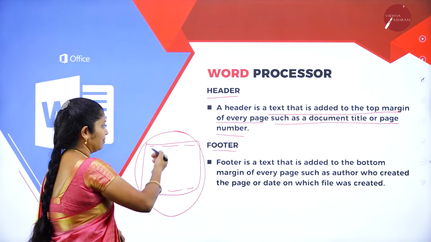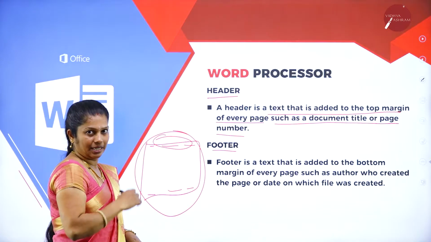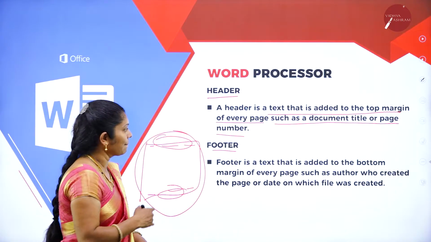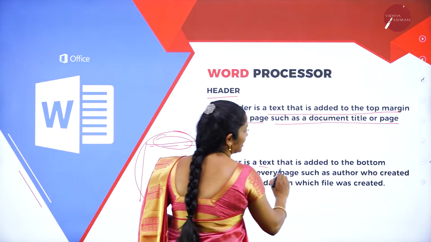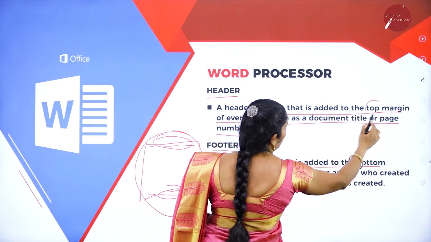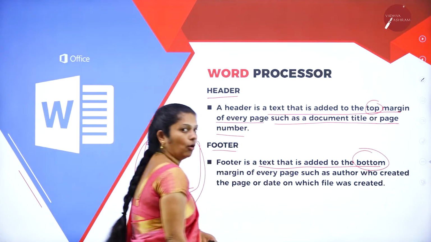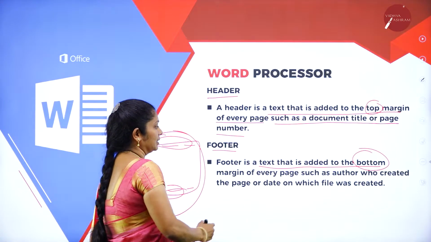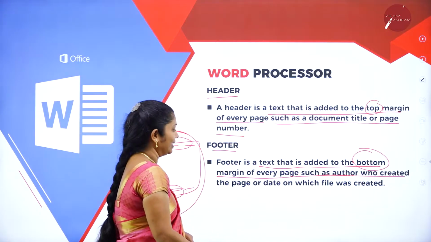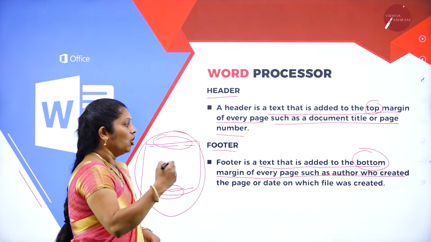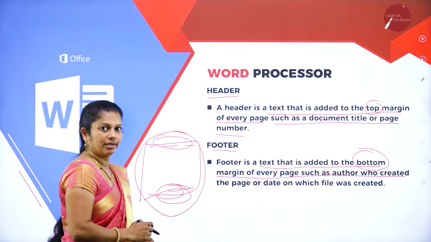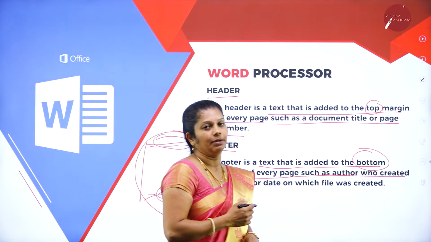For example, if I am doing some document, the document name, the title, we can give especially in the header. In the footer we can give the page number, for example. A footer is also text that is added at the bottom, whereas the header is added at the top. In the bottom margin of every page, we can put the author name, or who created it, or the page number, or on which file we are working. Whatever information you want for that document, we can insert.